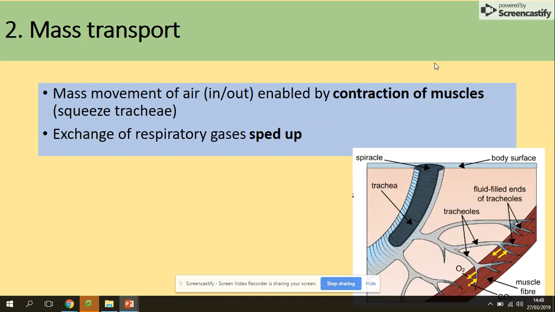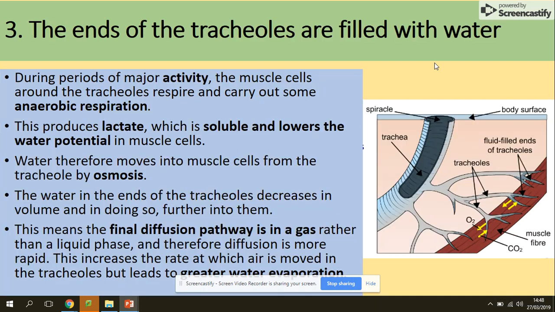Mass transport then. So we look at the structure of the insect and the mass movement of the air. It's enabled by contractions of muscles, so by the movement of the abdomen, the exchange of respiratory gases will speed up. Finally, the ends of the tracheoles are filled with water.